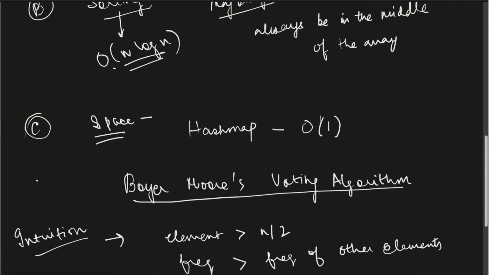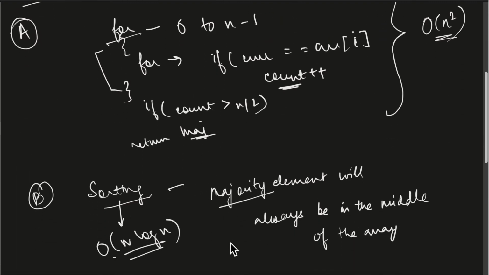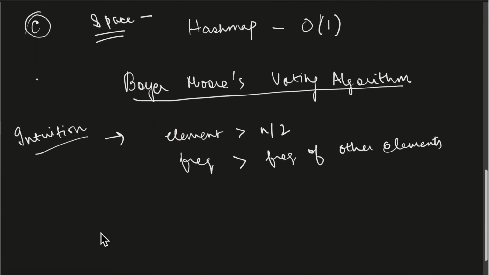What I mean to say is, in this case, what is the frequency of 2? 2 has occurred 5 times. What is the combined frequency of any other elements? 1 has occurred 2 times, 4 has occurred 1 time. Combined frequency is 3. So at any given day, a majority element will always be that element whose frequency is greater than the combined frequency of the rest of the elements across the array. So this is the intuition behind this, and because of this, we will understand how this algorithm works.